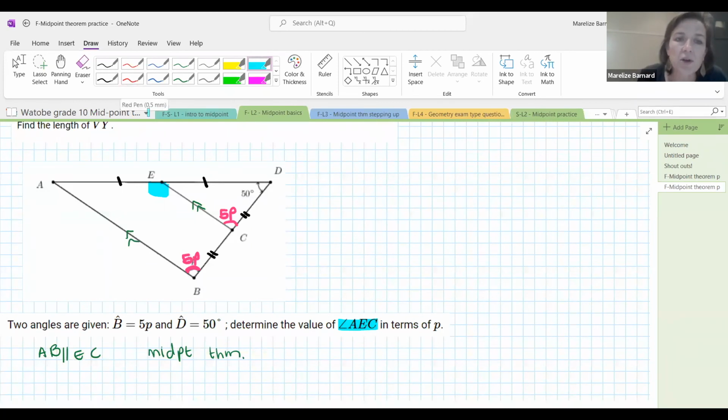So if that is 5p, can we figure out what this angle here is? DEC. How would you figure out DEC? DEC can't be 50. Let's think again. I'm going to write it out because we are writing our proof as we go: angle ECD is equal to 5p, and that is corresponding angles, EC parallel to AB.